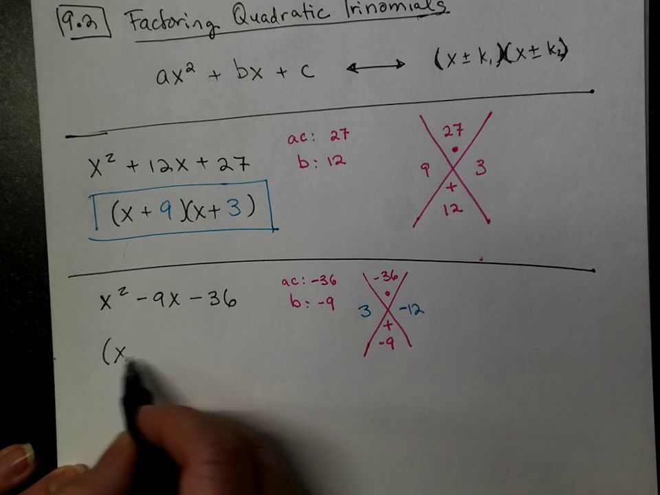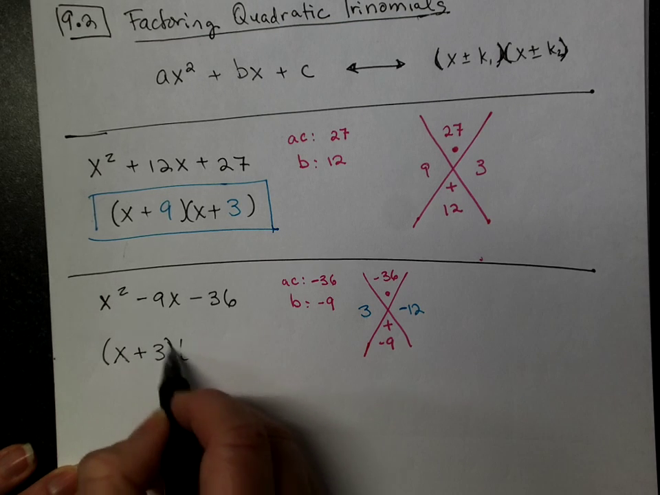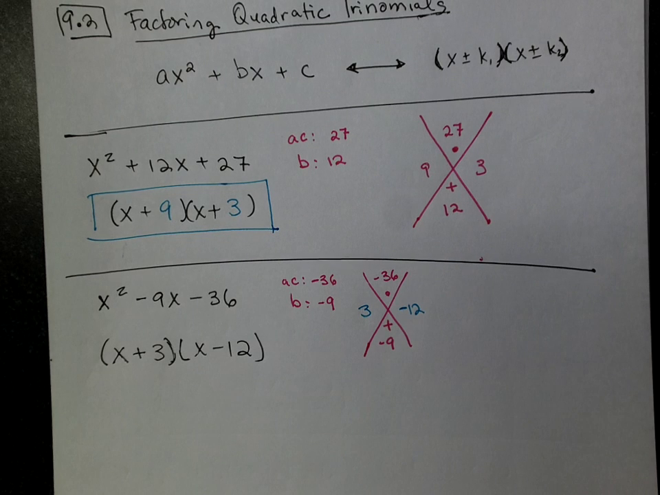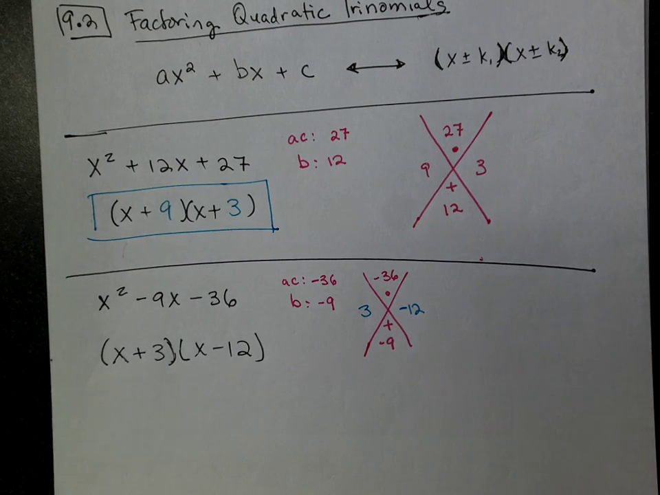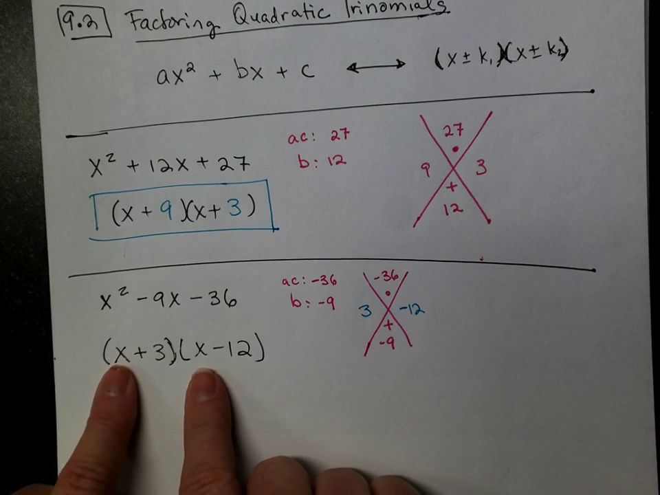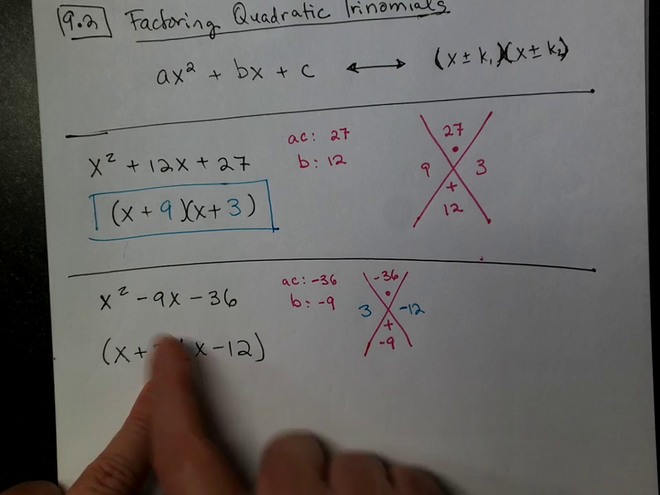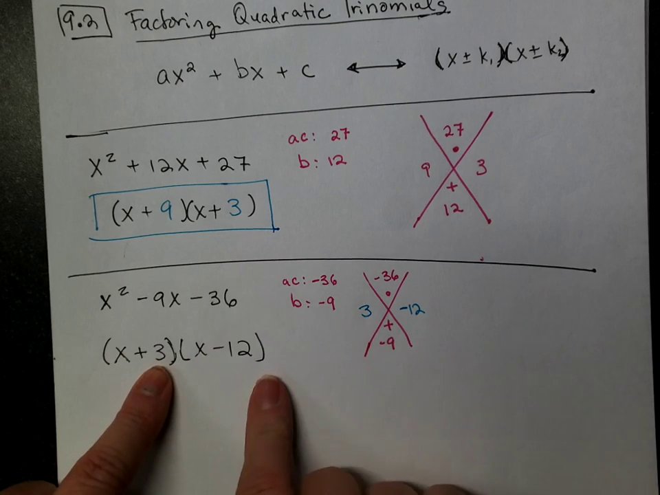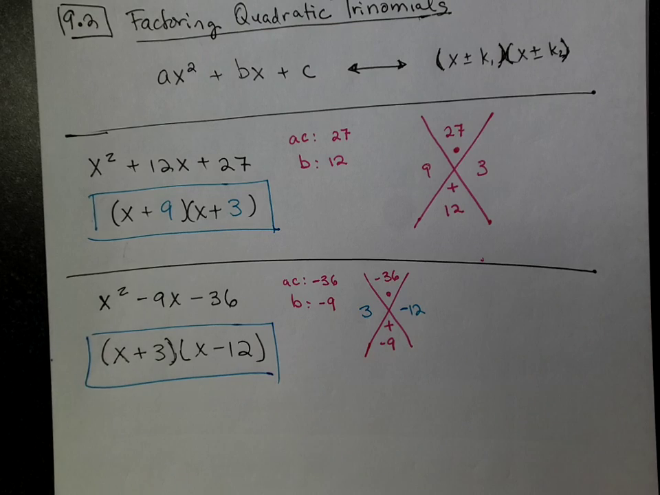So we've got x plus 3 and x minus 12, or x minus 12 times x plus 3. But it's important that the 3 is positive and the 12 is negative. And you can always check your work. X squared, check. O plus I, negative 12 plus 3, negative 9, check. Negative 36, check. You do a little mental FOIL and check your work.